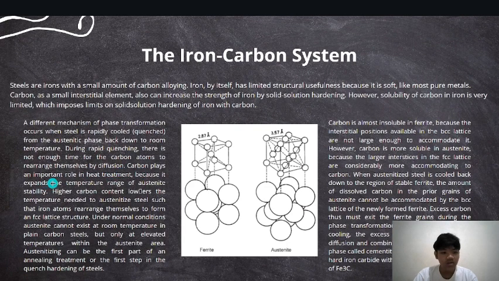Carbon plays an important role in heat treatment because it expands the temperature range of austenite stability. Higher carbon content lowers the temperature at which austenite forms in steel, such that iron atoms rearrange themselves to form an FCC lattice structure.